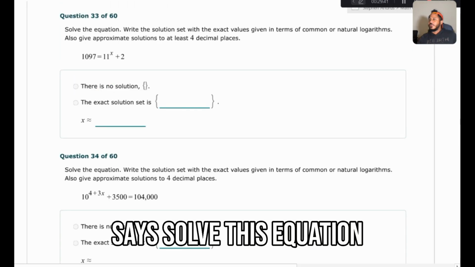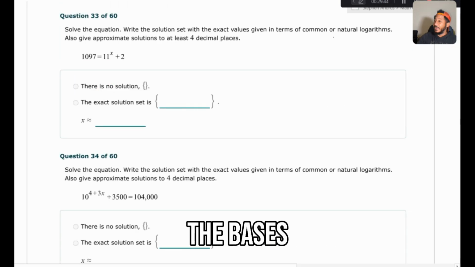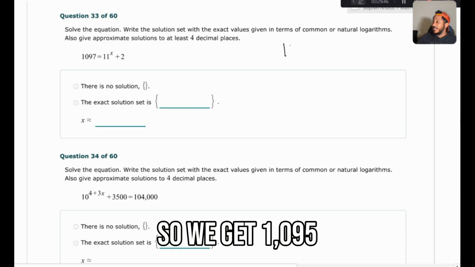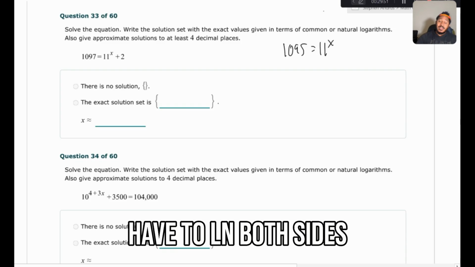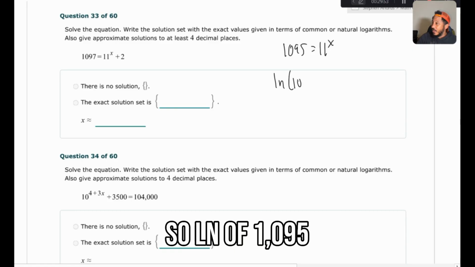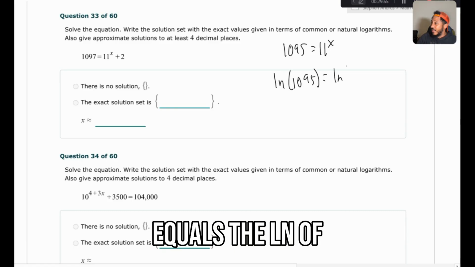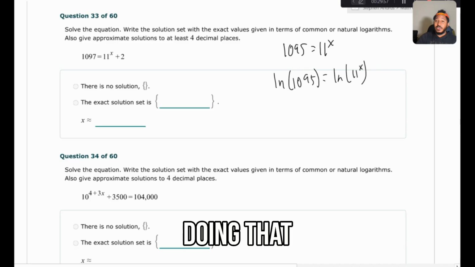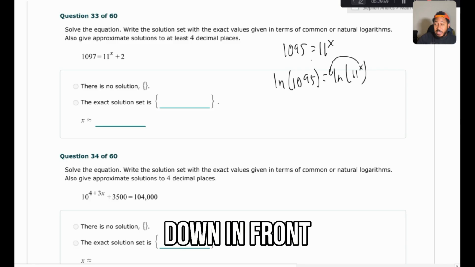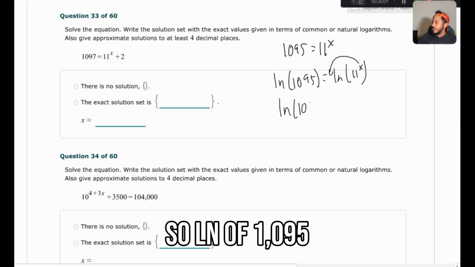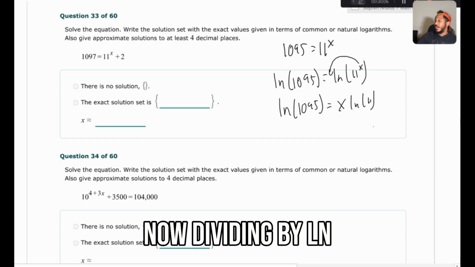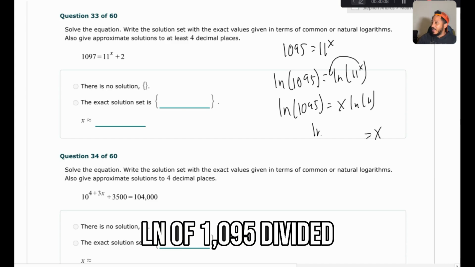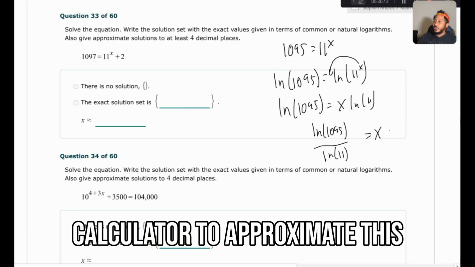Now this one here says solve this equation, but this is exponential, and we can't match the bases. And so we still subtract 2, so we get 1095 equals 11 to the x. But now we have to ln both sides, right? So ln of 1095 equals the ln of 11 to the x. And why are we doing that? So I can bring that power down in front. So ln of 1095 equals x ln of 11. Now dividing by ln of 11, we get x is ln of 1095 divided by ln of 11. We use our calculator to approximate this value.